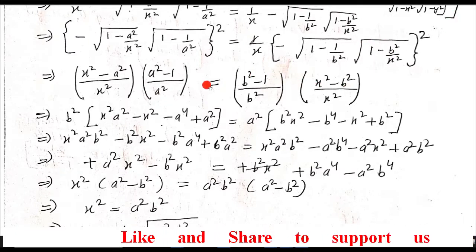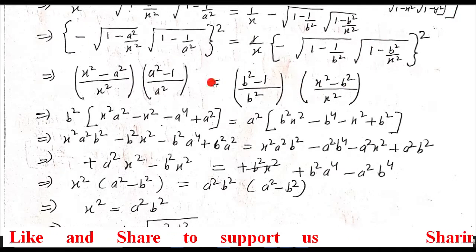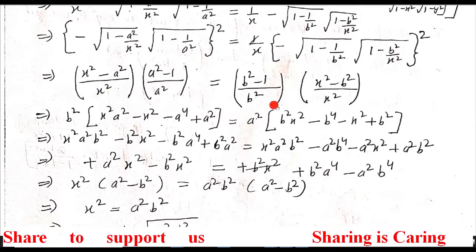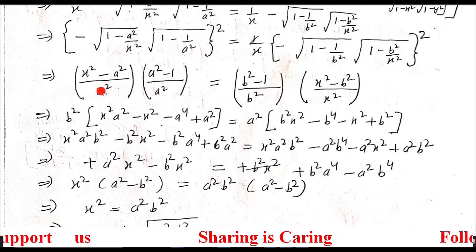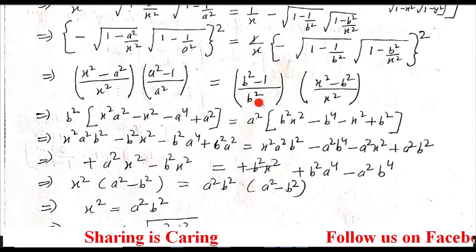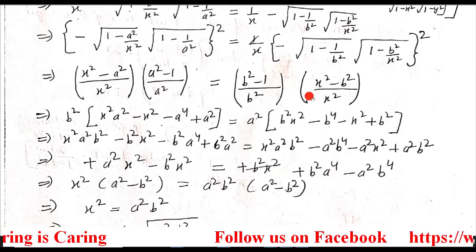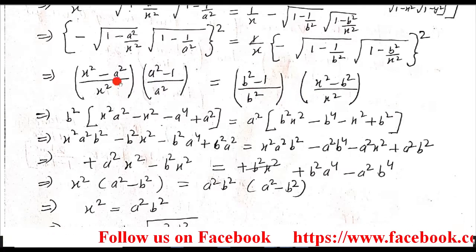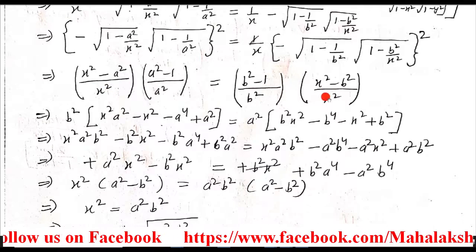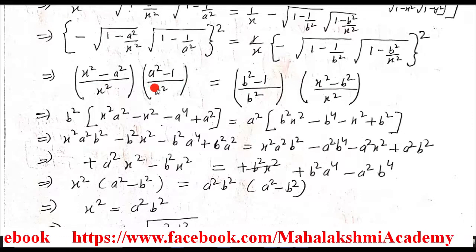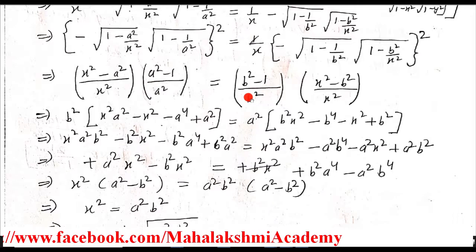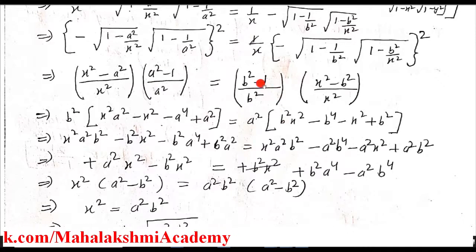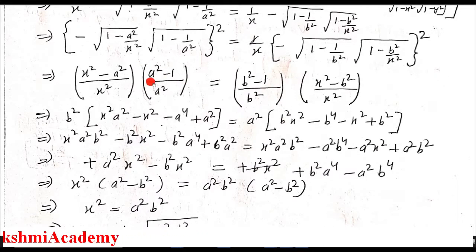Now after taking all the LCM and simplification, we achieved this. Just carefully observe the denominator. The denominator is x square upon a square, and here b square upon x square. Since they are in a product, you can cancel this x square and this x square. Then you are left with only a square here, and b square here. Then do the cross multiplication. So b square will move here and a square will go here.